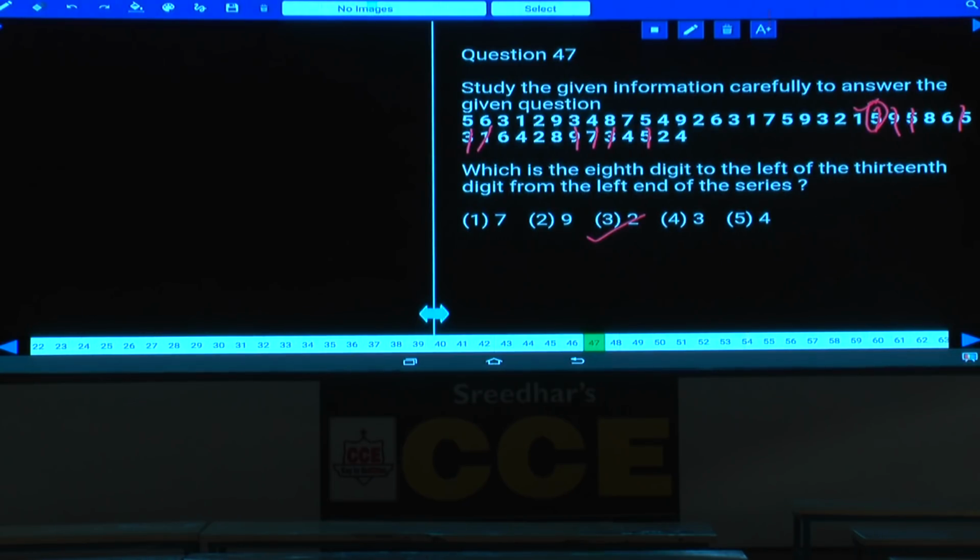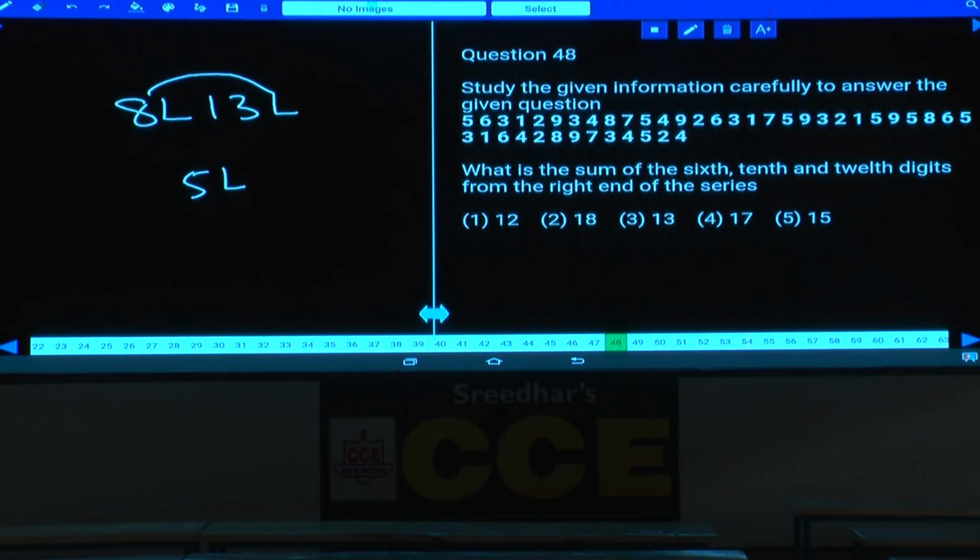5. Then question number 47. Which is the 8th digit to the left of 13th from the left hand? Both are left and left. Same direction, subtract between these two, hence the 5th from the left hand. What is the 5th from the left hand here? 1, 2, 3, 4 and 5th is 2, that is choice 3. 47, choice 3. Then 48.